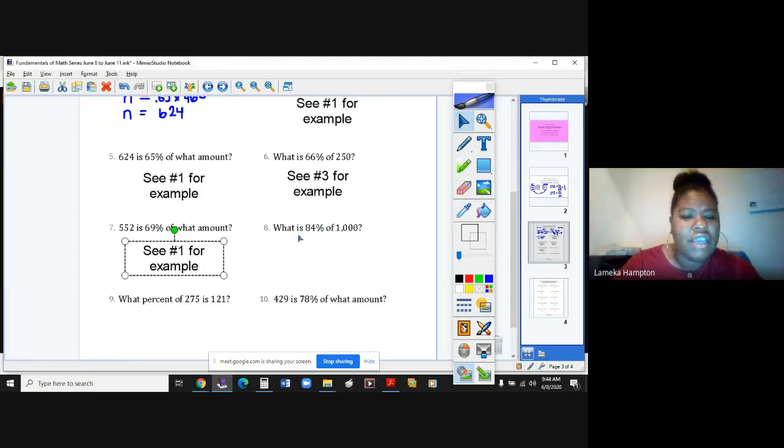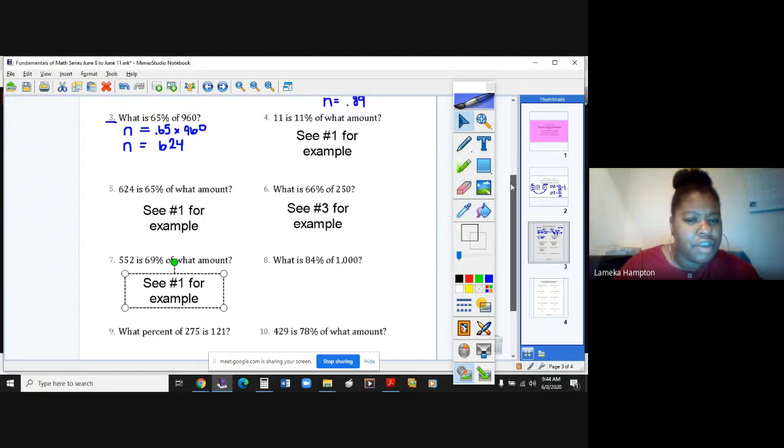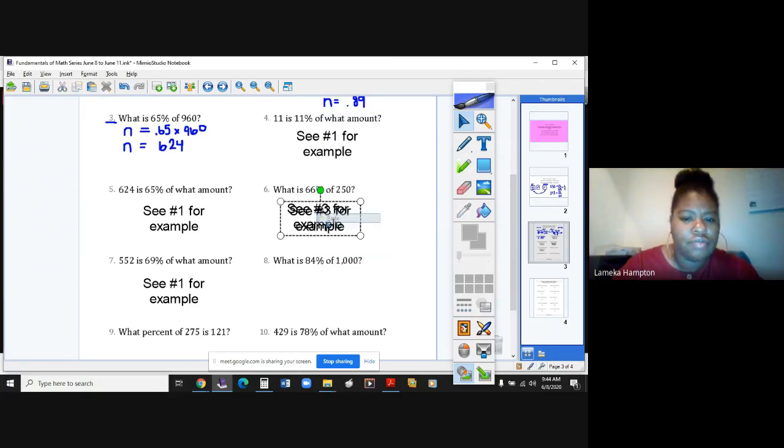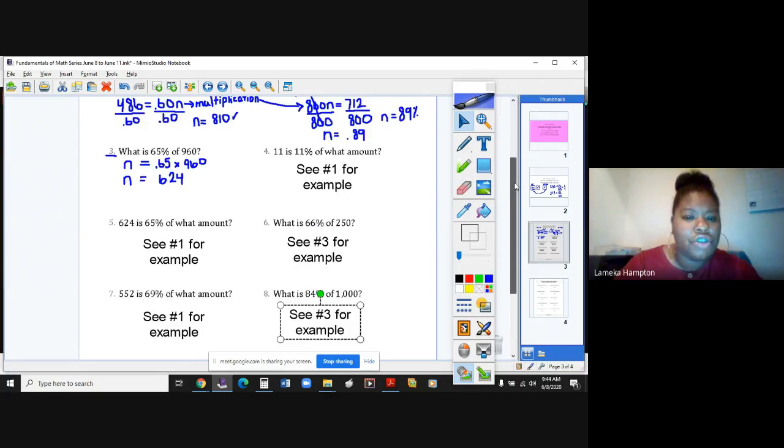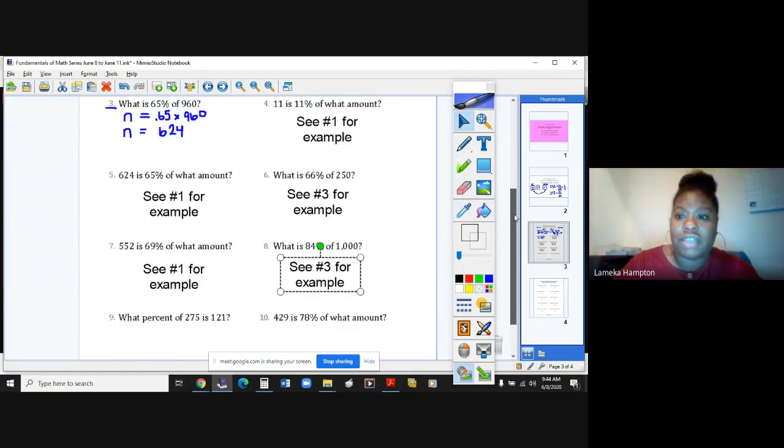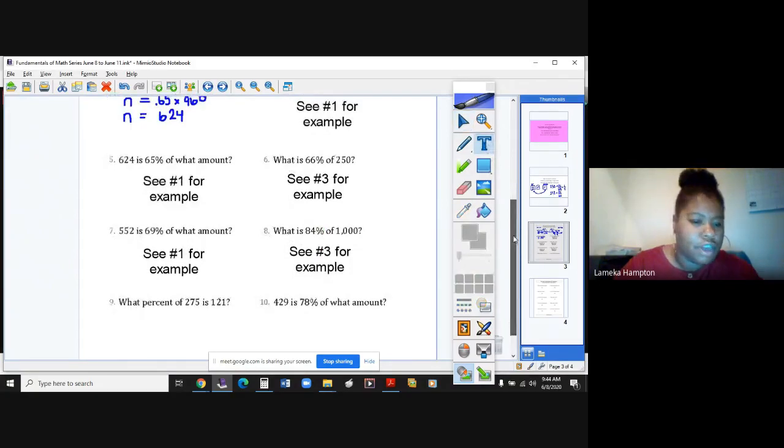Number 8, what is 84% of 1,000? This example is the same as number 3. Now, what percent of 275 is 121? This is number 9, and this follows the same format as number 2. And this is the only one that follows that same format as number 2.